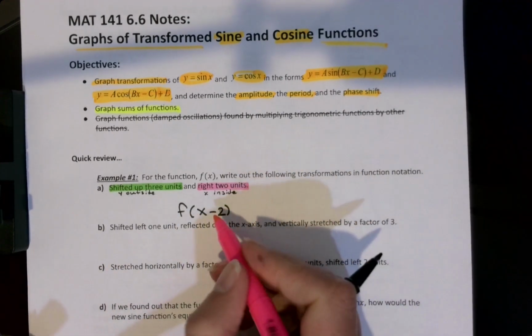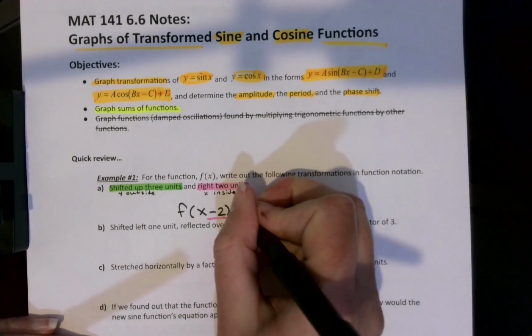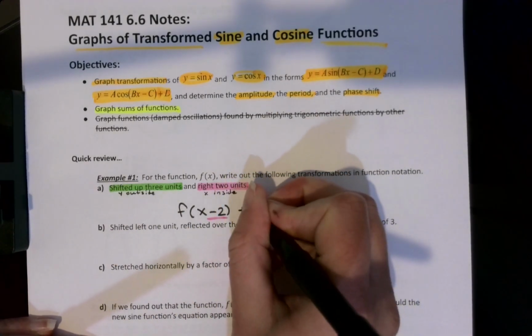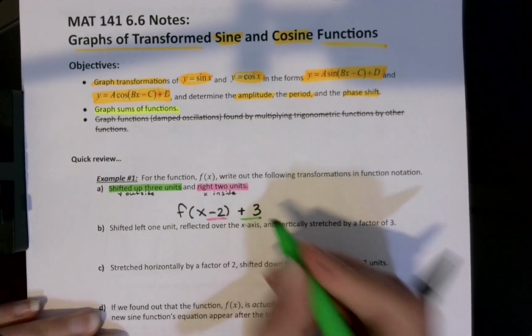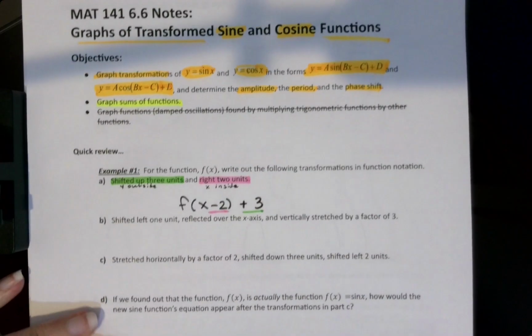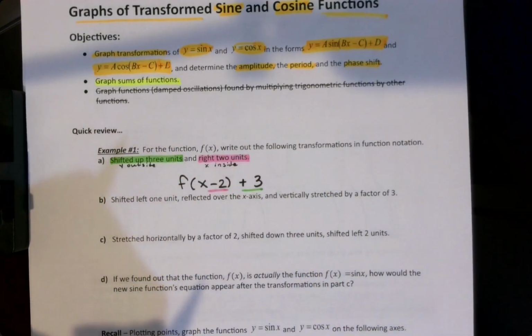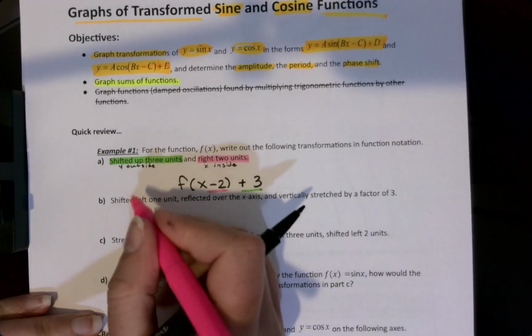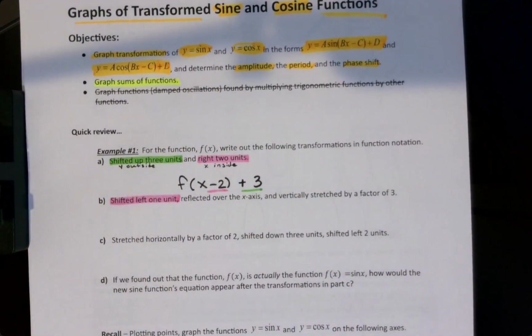Happening inside the function is going to be a shift left or right. And then shifting up 3 units will be adding 3 to the outside of the function so that we affect the y variable. So f of x minus 2 plus 3 shifts 2 units to the right and up 3 units. Let's look at this again. With the next transformation, we are going to be shifting to the left by 1 unit. We are going to be reflecting over the x-axis.